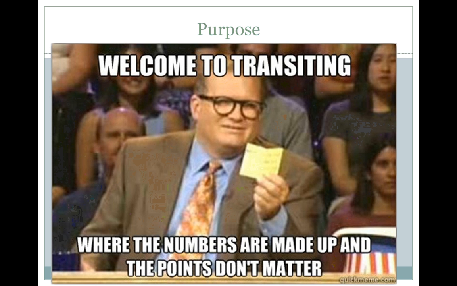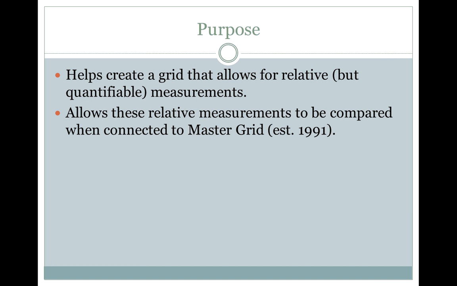Transiting, where the numbers seem to be made up and the points really don't seem to matter. Well, that's not really true. While the numbers are made up in the sense they're not connected to latitude and longitude, and the points can be put anywhere, the transit is very helpful for creating a grid that allows for relative but quantifiable measurements. We can go a step further. By repeatedly using the same grid, we can then compare these measurements over a series of years. That is why in 1991 we established a master grid over the entire site.